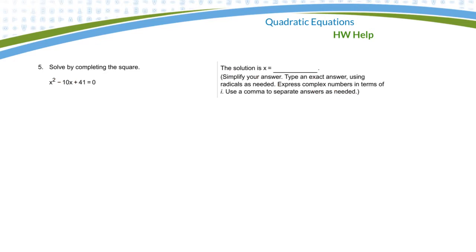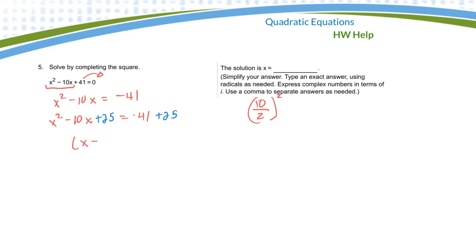Solve by completing the square. Ooh, this is a nice one for completing the square. I'll move the 41 to the other side. So it'll be x squared minus 10x is equal to a negative 41. Then I'll take that 10, divide it by 2, and square it. 5 squared is 25. So I'm going to add 25 on this side. If I do it there, I'll also add it on this side. So for this one, I'll get x minus 5 squared is equal to, that's negative 16.